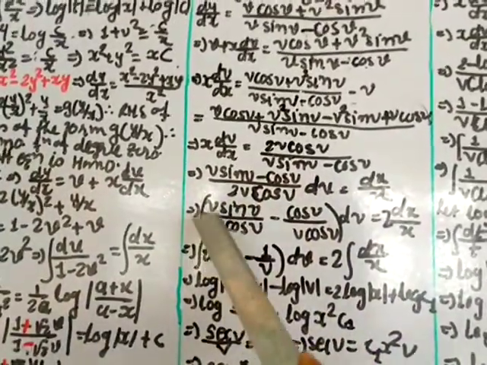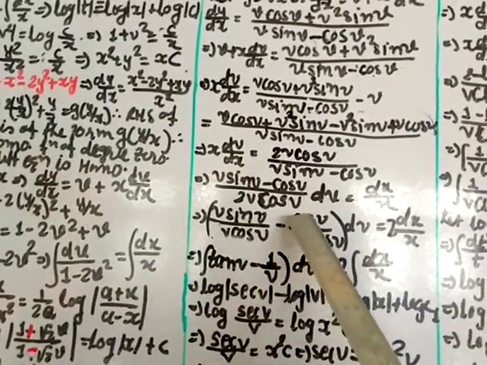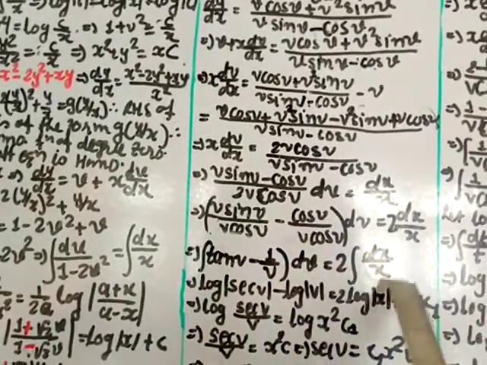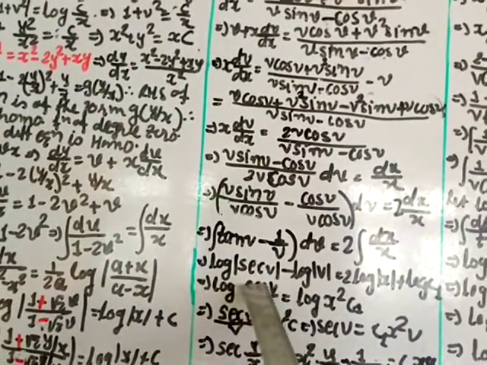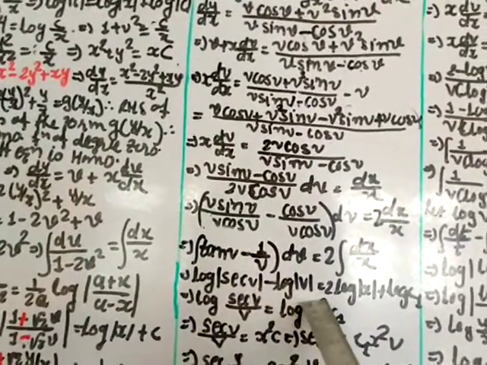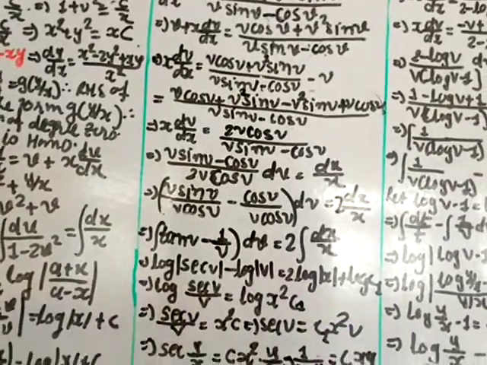Now here v cuts, you get sin by cos gives you tan v, and here cos cuts and gives you 1 by v dv. Integrate both the sides, so integral here, and integral here. Here the integral of tan is log sec v, minus the integral of this is log v, equal to, this integral is log, and since the three are logs, I write log c1.